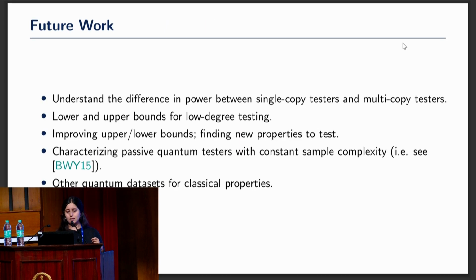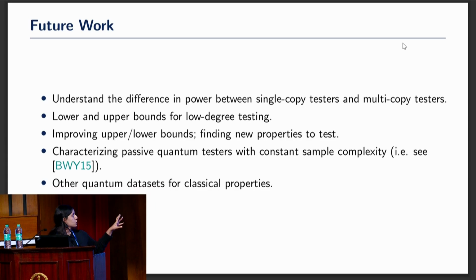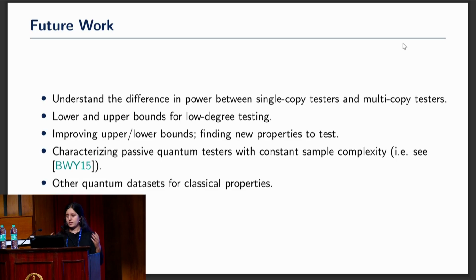And I think because I'm limited on time, I'm just going to talk about future work. So these are some of the things that we'd like to do with this data model, in addition to some of the things I've mentioned already. So one is to understand the difference in power between single copy testers and multi-copy testers. I think there was a paper out on single copy stabilizer testing, but we want to understand, are there any properties related to classical data that maybe we can separate if we're allowed to act on multiple copies of the state versus just a single copy of the state.